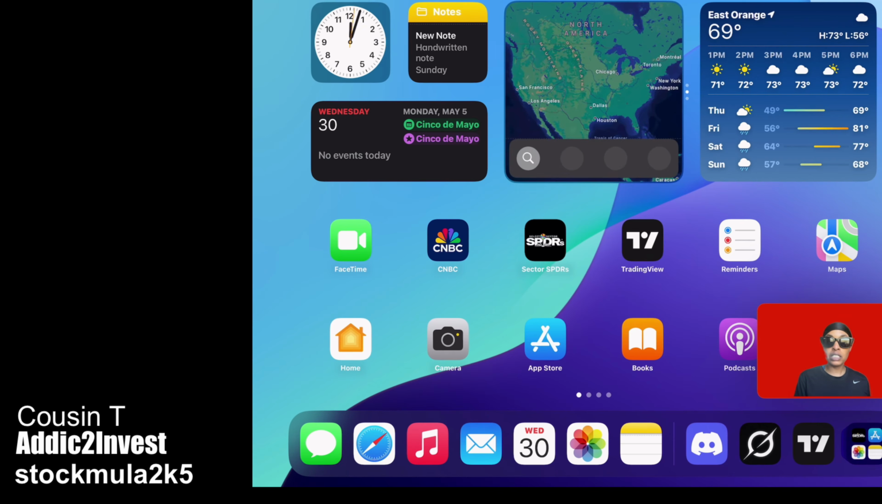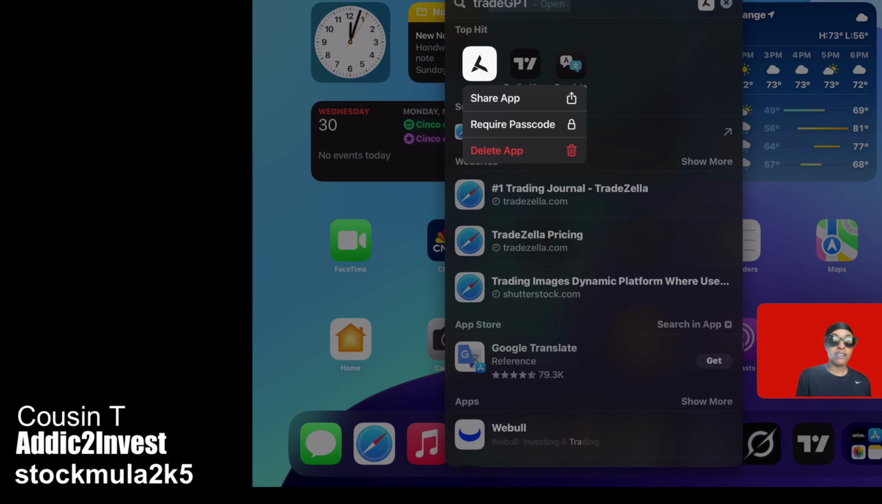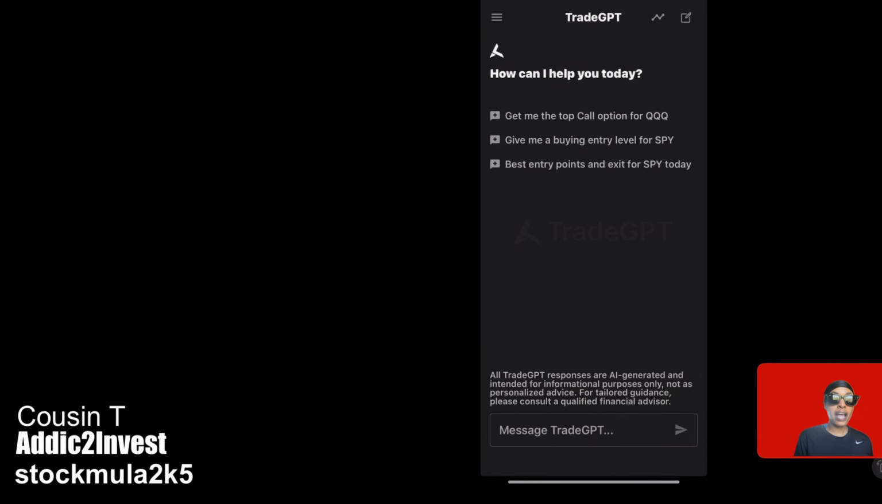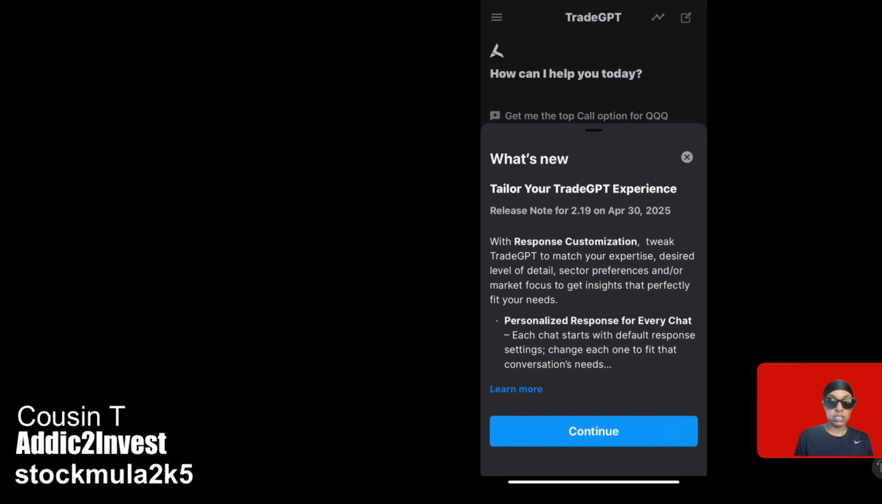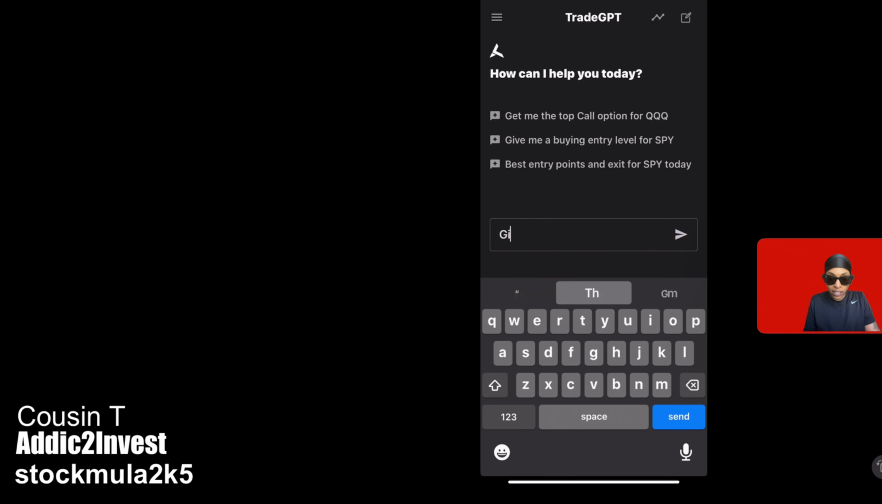All right, the Trade GPT, this is what it look like. That app right there, that white app, literally, Trade GPT. Boom. That just said, give me a buying alert. Hold up. Wait a minute. Give me a buying alert.